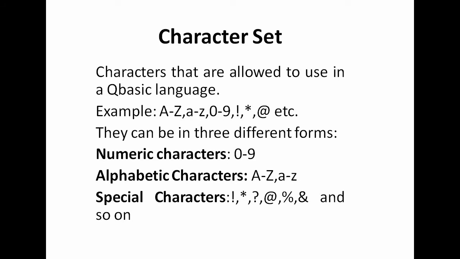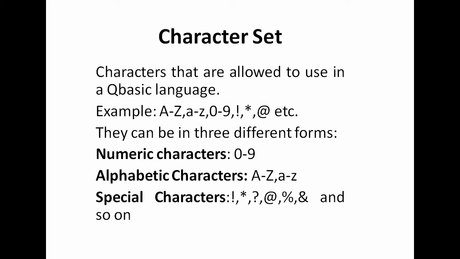So the first one is your character set. Character set is one element that is supposed to be used in our QBasic program. So what do characters mean here? They are the characters that are actually allowed to be used in our QBasic language, such as capital A to Z, small a to z, the numbers 0 to 9, and some special symbols like exclamation, asterisk, ampersand, etc. That is why it comes under a character set. These are the characters allowed in our QBasic program.